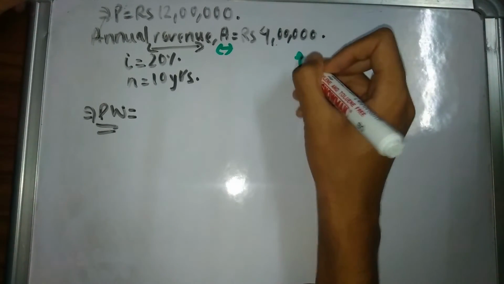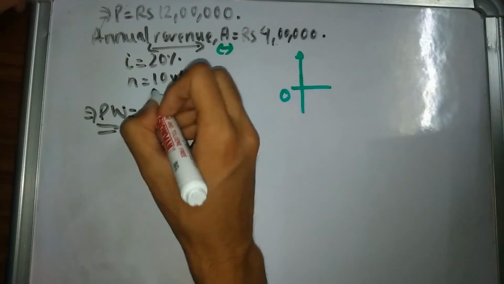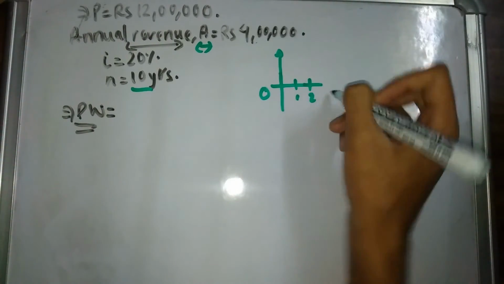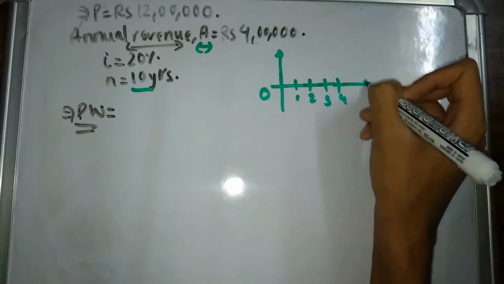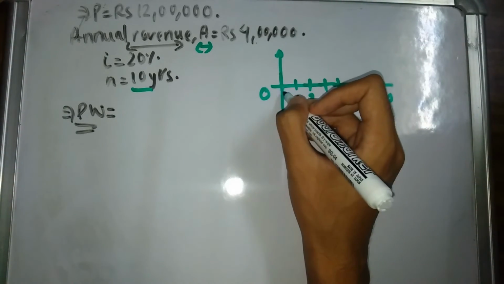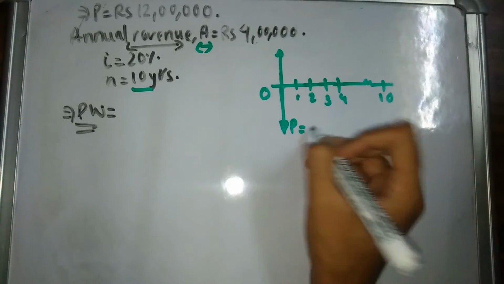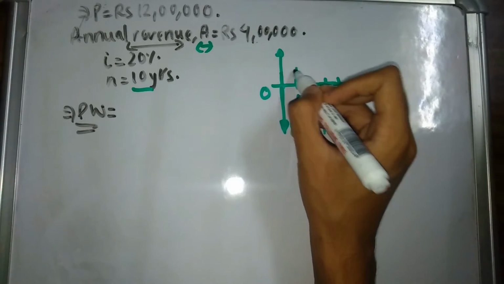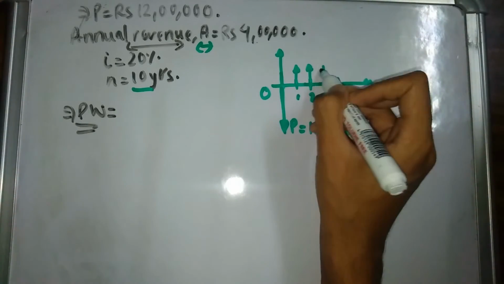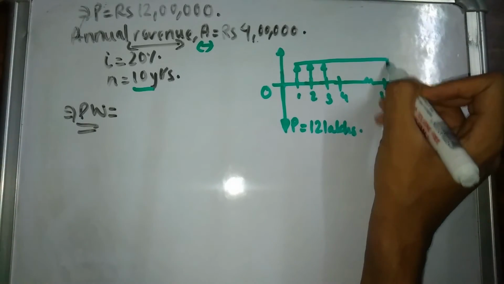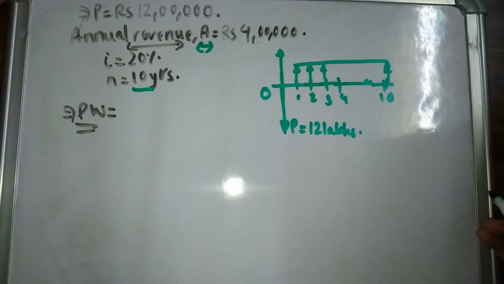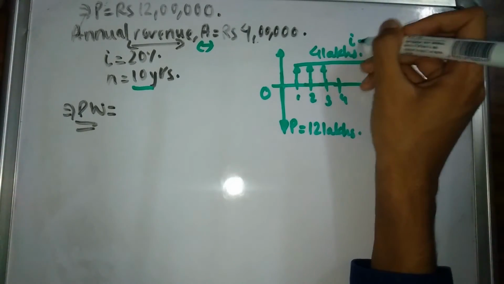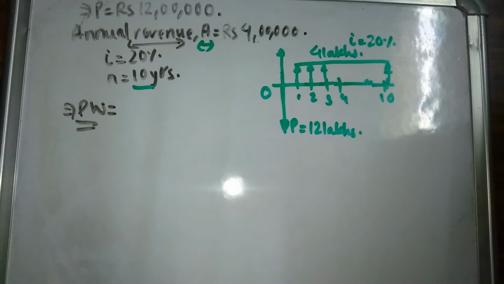So this is my time t equals 0, and we have our time period of 10 years. So we need to move up to 10 years. 1, 2, 3, 4, so let me just draw 10. We have initial cost P equals 12 lakhs, and I have my annual revenue. Annual revenue means my profit generated every year. So every year I'll be generating a profit of 4 lakhs, and this goes up to 10 years. 4 lakhs is generated per year. So I have my interest I equals 20%. I need to find my present worth in this case.